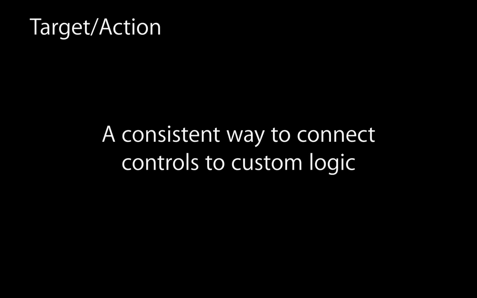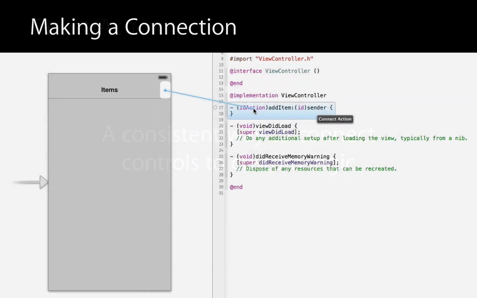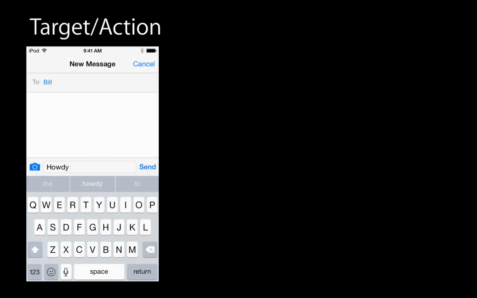Now, target action is a consistent way to connect controls to custom logic, things in your user interface connected to the code that makes your application what it is. So if you've ever done this in Xcode, you have seen target action in action. When you drag that connection from the button to your view controller, it's saying, hey, whenever this button is activated, kick off this message. Here's an example from one of our applications.